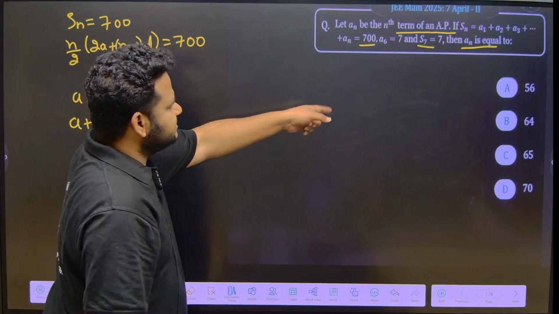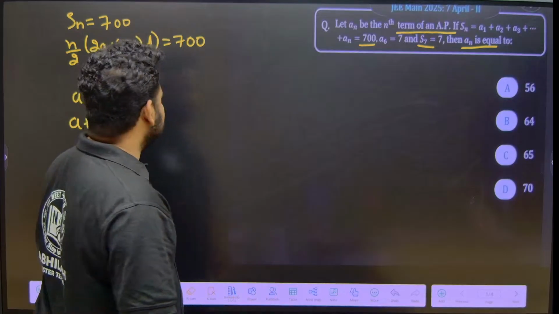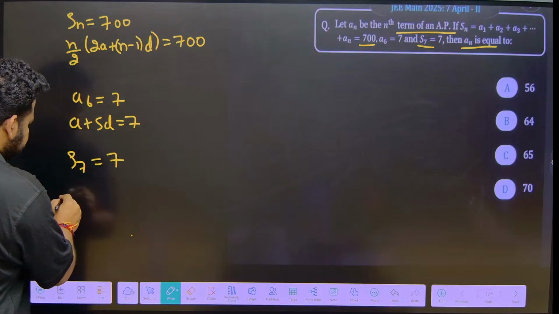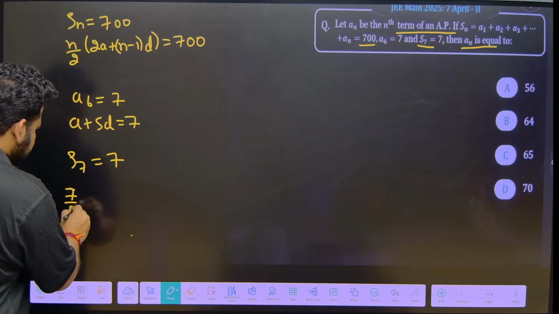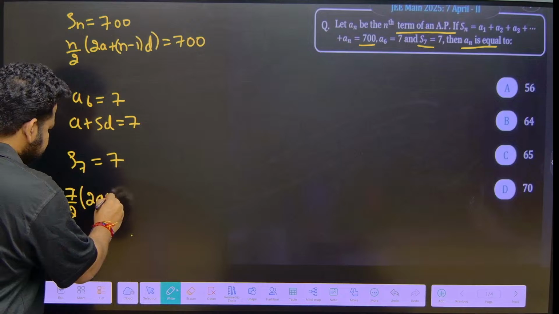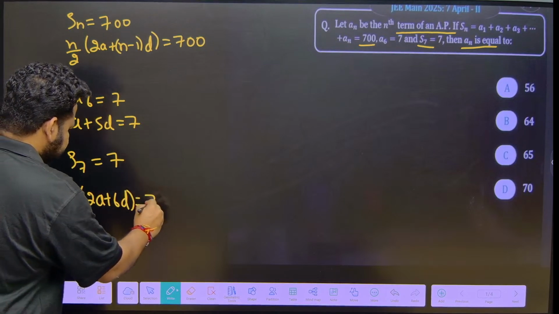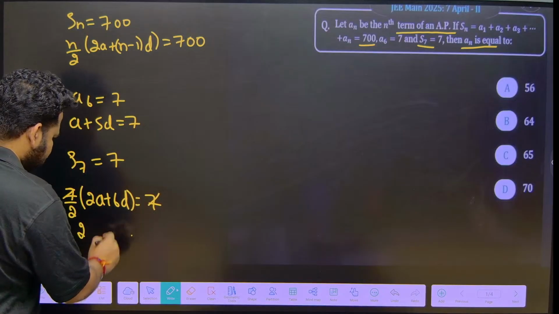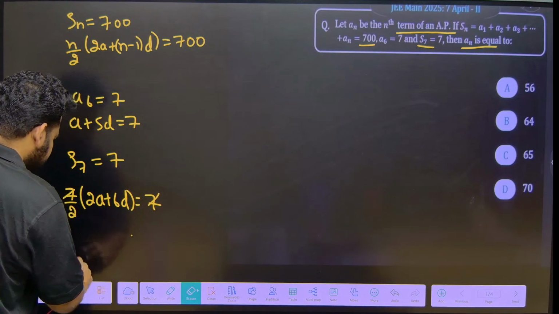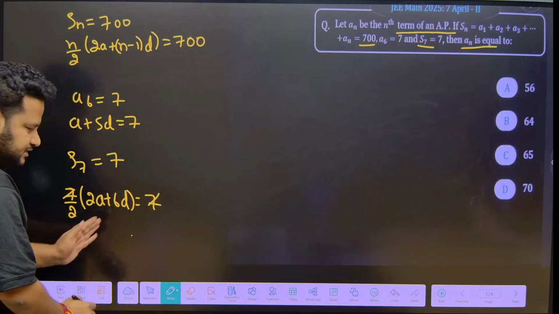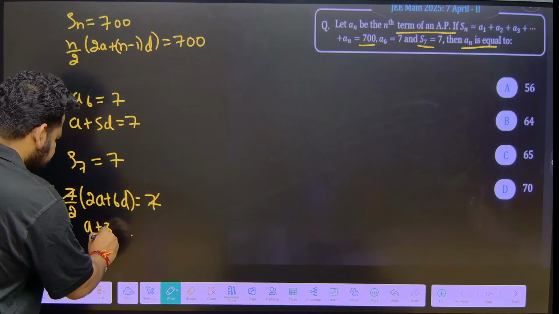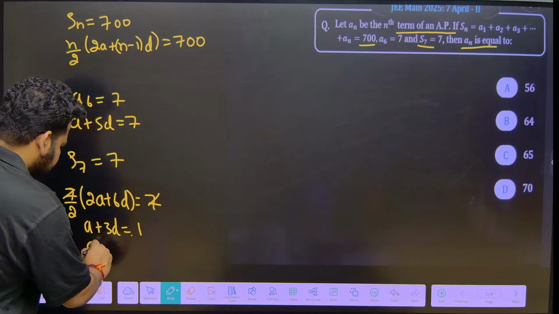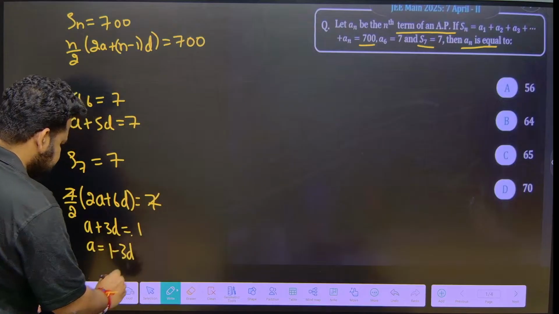Next, they have given S7 is equal to 7. S7 means 7 by 2 into 2a plus 6d is equal to 7. I can cancel 7 and 7, and if I send 2 inside, this will become a plus 3d is equal to 1. So I can write it in terms of a: a is equal to 1 minus 3d.